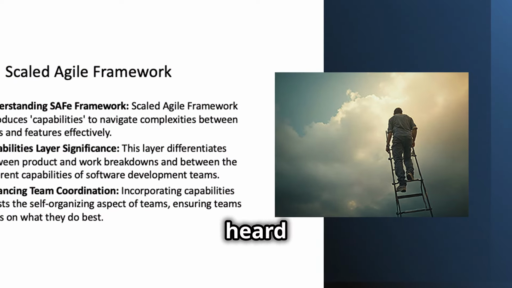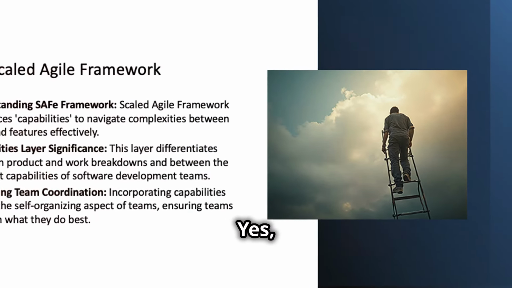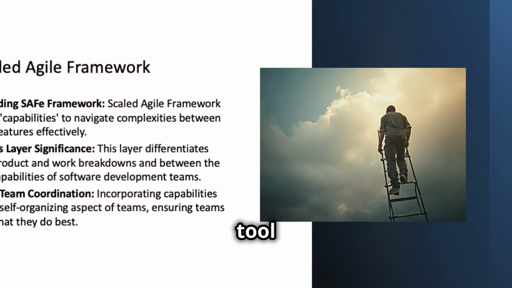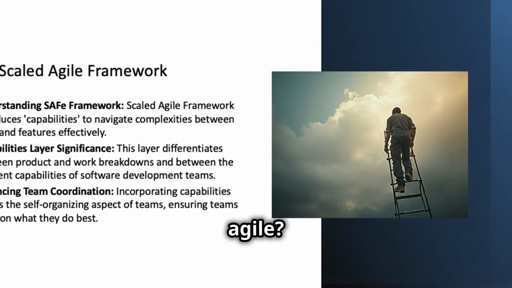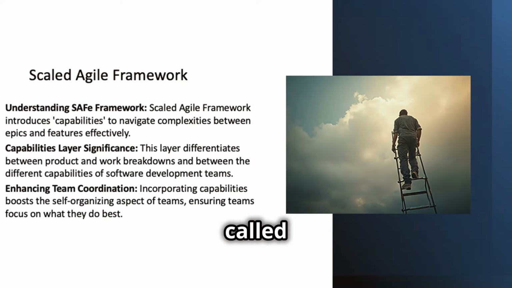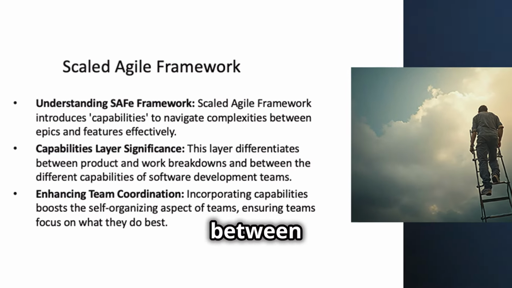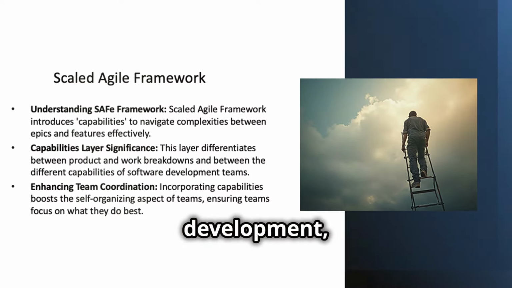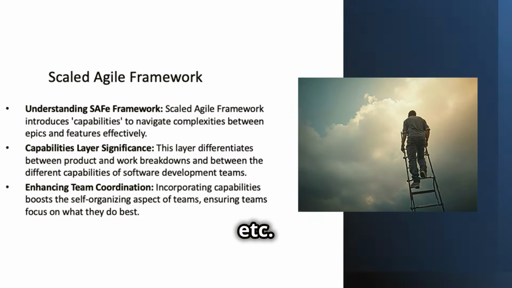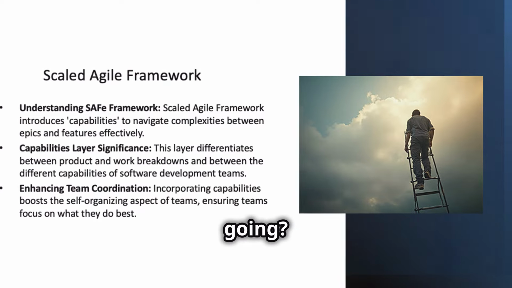Tracy, have you ever heard of Scaled Agile Framework? Yes, but we are not using it since our tool doesn't support it. But why do we start talking about Scaled Agile? In Scaled Agile, also called SAFe, we have a possible layer between epics and features called capabilities. Capabilities can be software development, legal, learning, etc. Can you see where I am going?